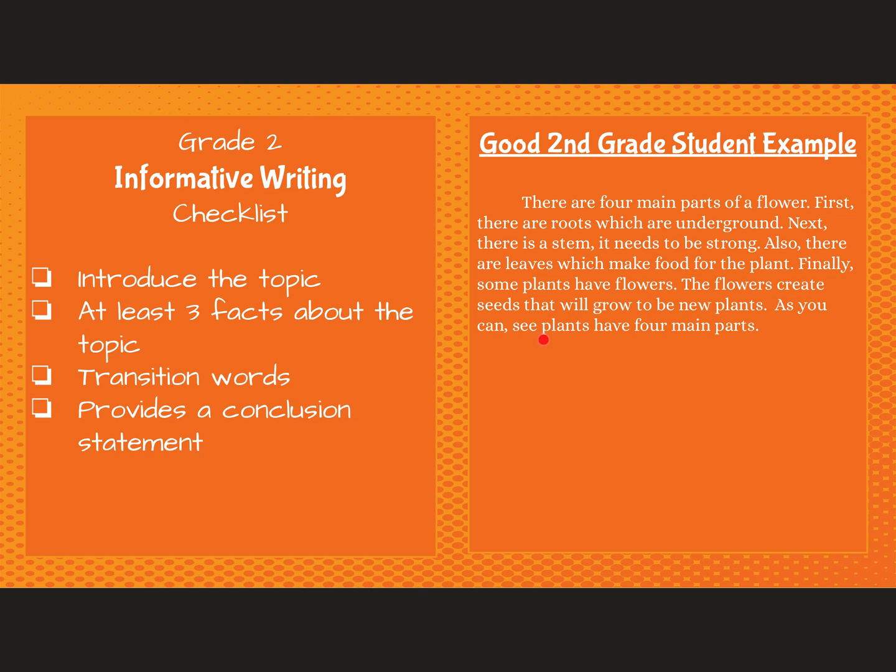As you can see, plants have 4 main parts. Okay, and that was our conclusion statement. As you can see, plants have 4 main parts. And in case you are wondering, that comma is in the wrong place. It should be after the C.